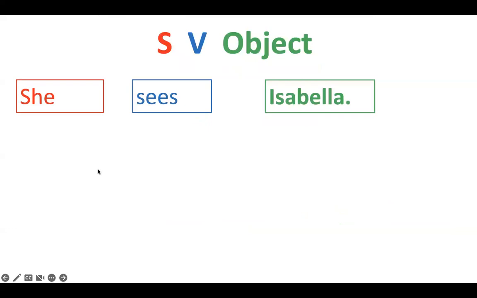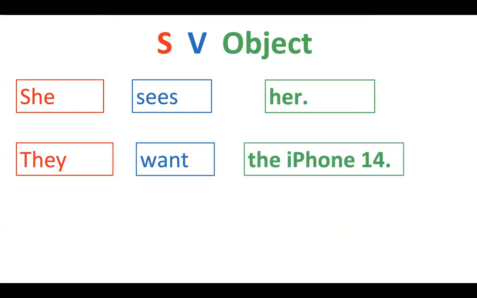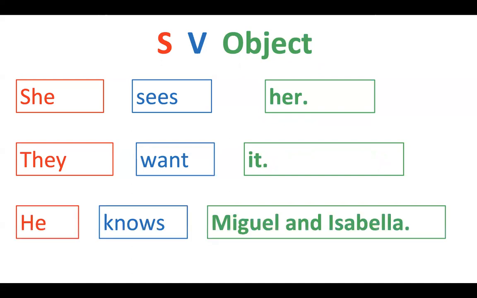So going back to she sees Isabella, we can also make the object Isabella a pronoun. It would be her. She sees her. They want the iPhone 14. If we make the iPhone 14 a pronoun, it. They want it. And he knows Miguel and Isabella. Miguel and Isabella, the pronoun, he knows them.